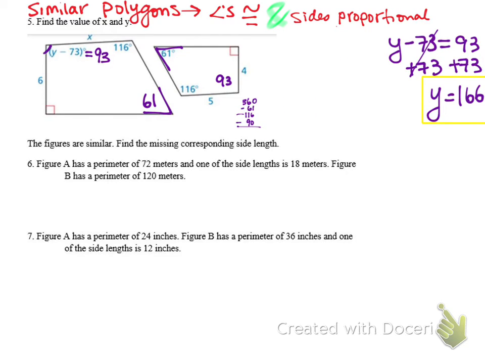Okay, we're going to find this side. We're going to find x. Sides are proportional, so we are going to set up a proportion. What does x correspond with on the other quadrilateral? 5.